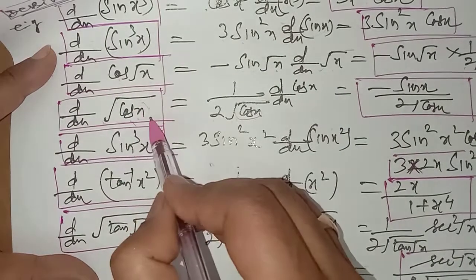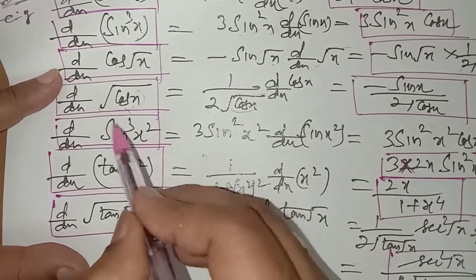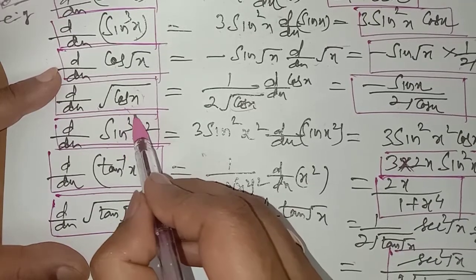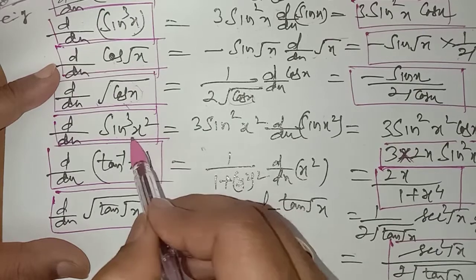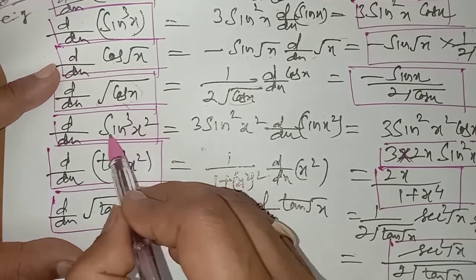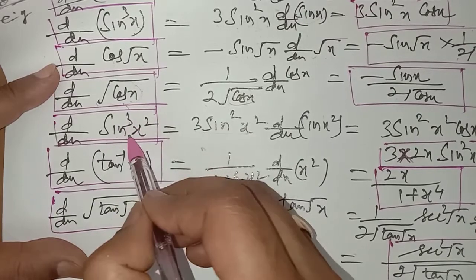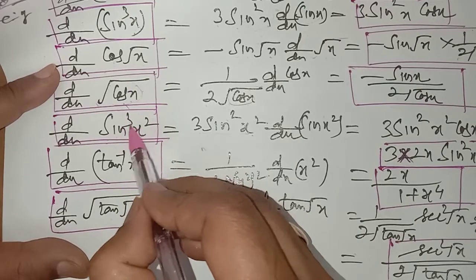Whenever we have the power, first of all differentiate the power or the exponent. Here we have three functions: power, sine, then angle. First we differentiate the power, then sine, then x square. So first of all we differentiate the power: 3 sine square x square. See this step: the derivative of x cube is 3x square, so 3 sine square x square.